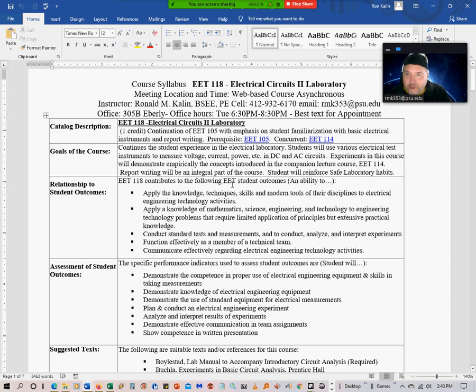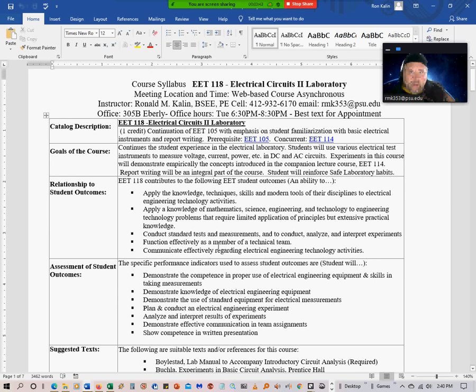It contributes to the following outcomes: apply knowledge, skills, and techniques of the modern tools of the discipline to electrical engineering technology activities; apply knowledge of mathematics, science, engineering, and technology; conduct standard tests and measurements; function effectively as a member of a technical team.